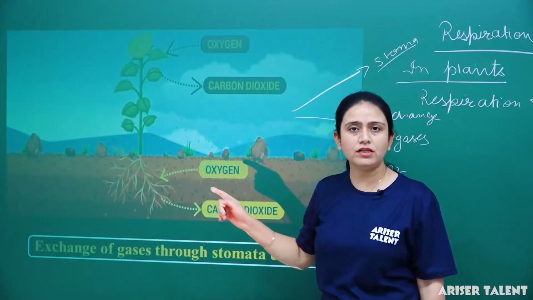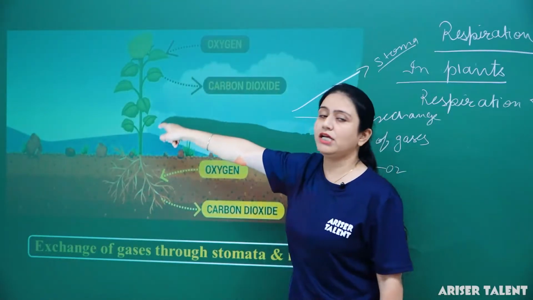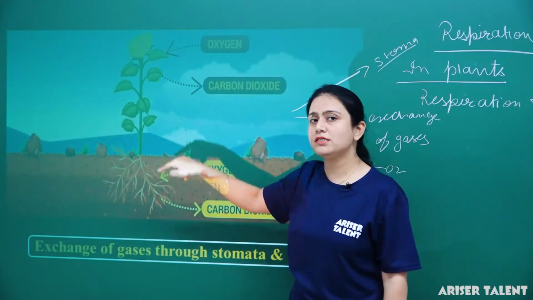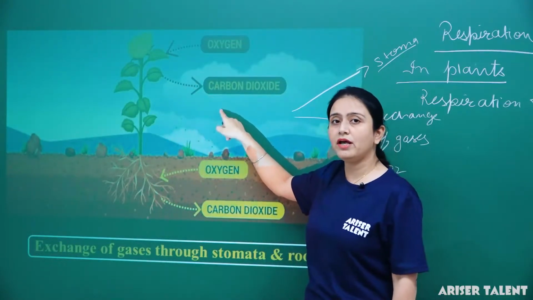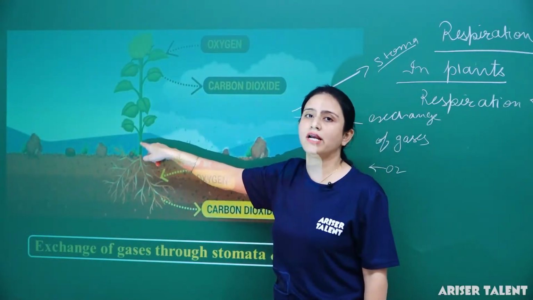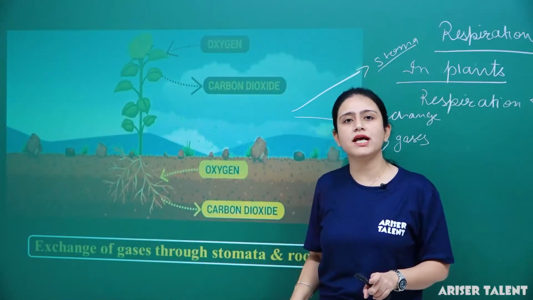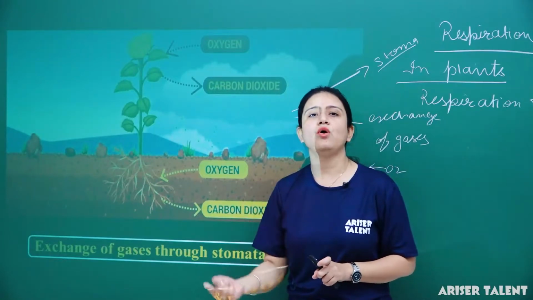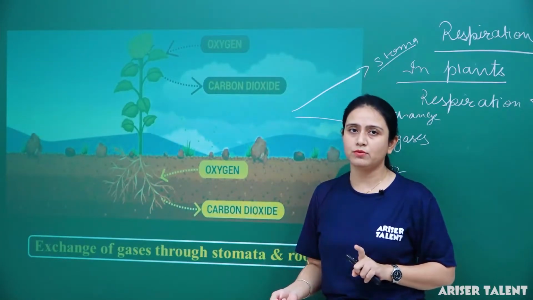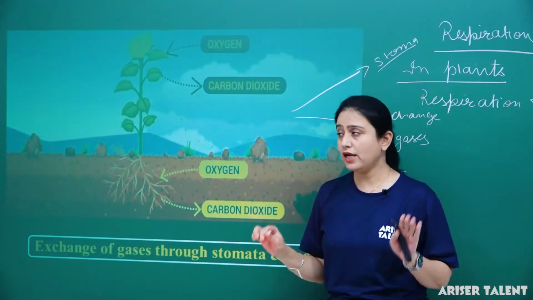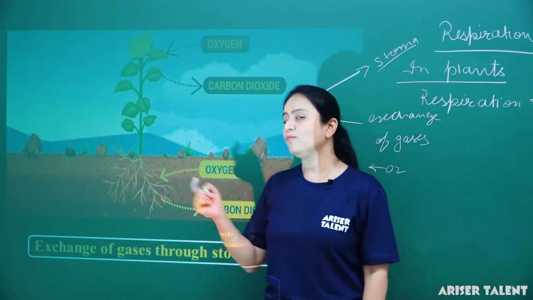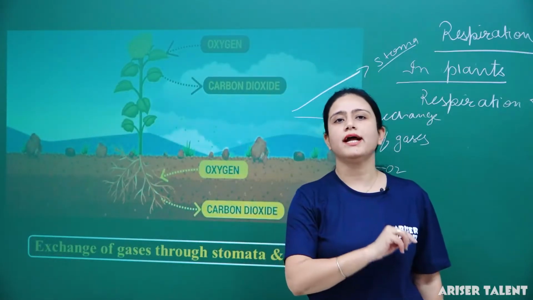Clear? During the process of respiration, it is taking in oxygen, but at the same time it is releasing carbon dioxide, and this carbon dioxide is consumed by the plant during the process of photosynthesis, and then oxygen is released into the atmosphere during the day. Clear? Now let me explain, the condition is opposite at night.